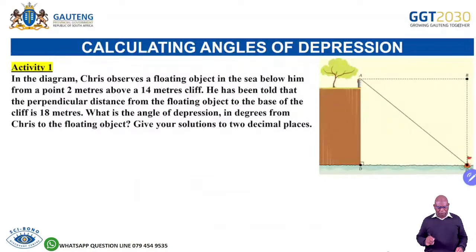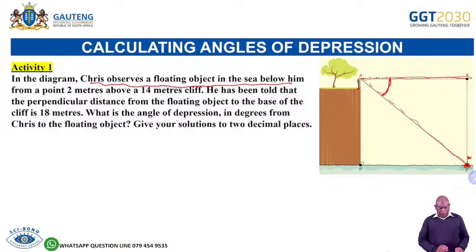Now let's look at a practical example. Here's this guy, standing there on top. Chris is observing an object in the sea below him. You see, it's below him. So what type of angle is going to be formed there? It is the angle of depression, because my horizontal is there, this is the line of sight, and I'm looking at that object there. My line of sight and my horizontal will form an angle of depression.